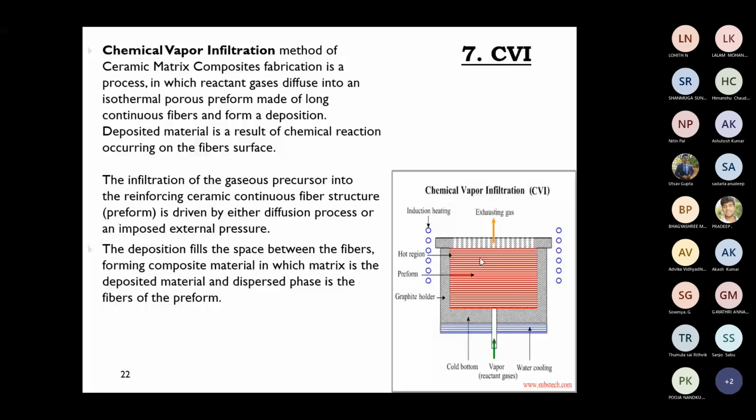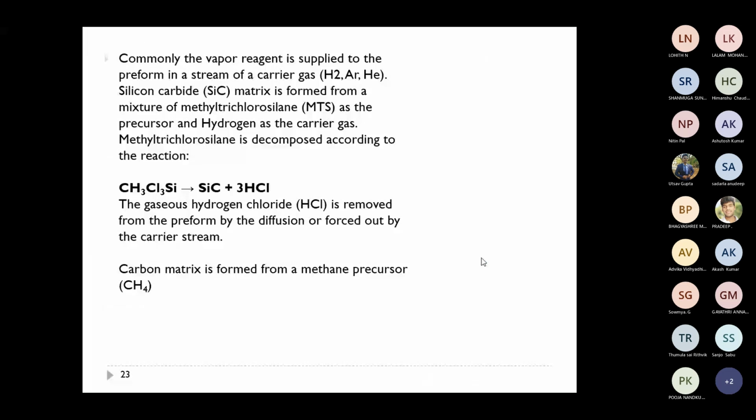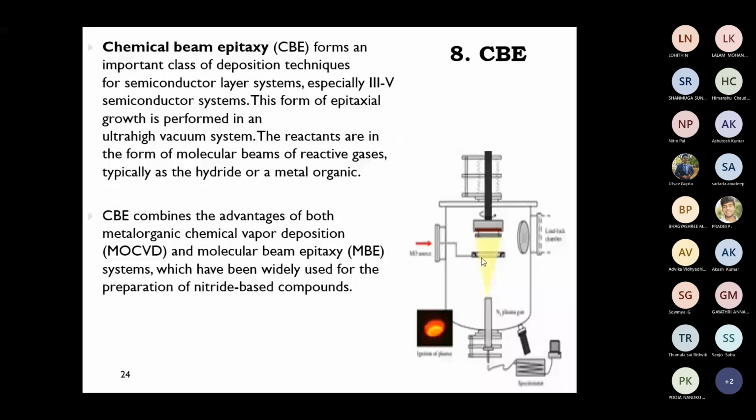So this one, and then another one is chemical beam epitaxy. As I told, epitaxy means mimicking the substrate, so we have to be a little bit careful, and in this case any epitaxial growth needs vacuum. So in this case vacuum is an important thing. Now, what are the applications?